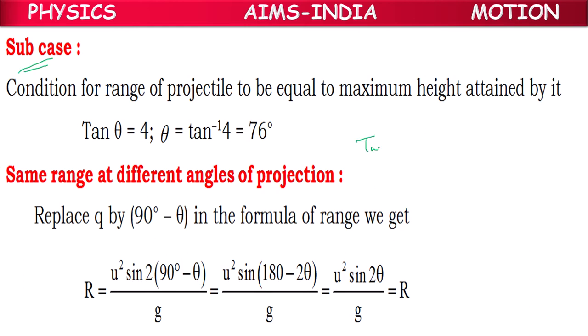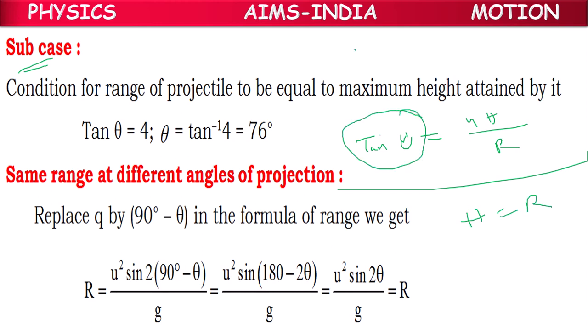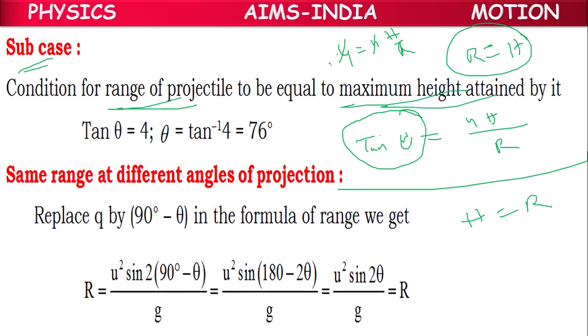In this, children, tan theta equals 4h by r. So in this equation, h will be equal to r if the tan theta value equals 4. 4 equals 4h by r, 4 gets cancelled, r will come this side, r equals h. So h equals r, or the range of the projectile and maximum height will be equal to one another if tan theta equals 4.